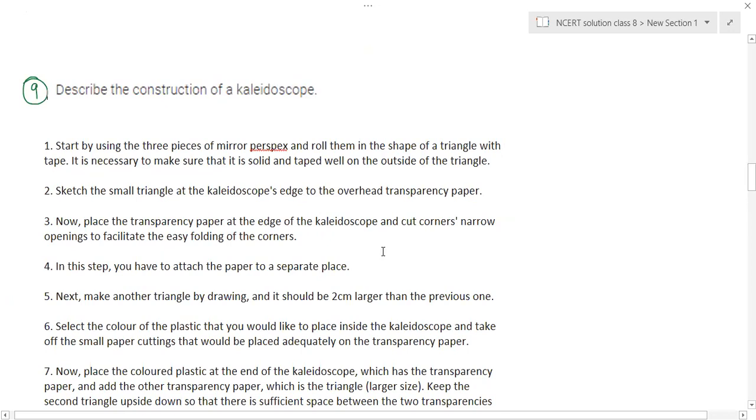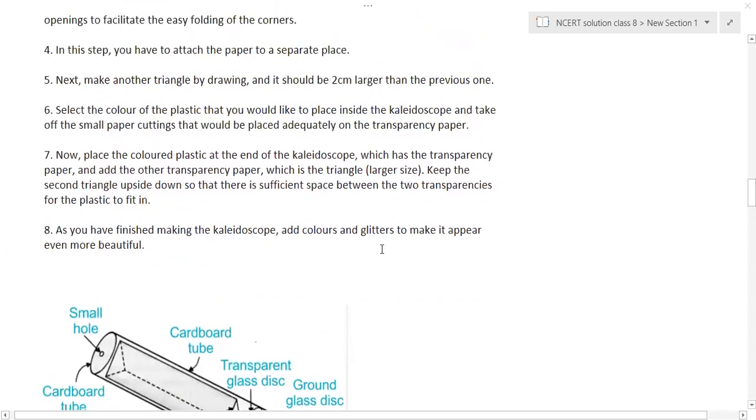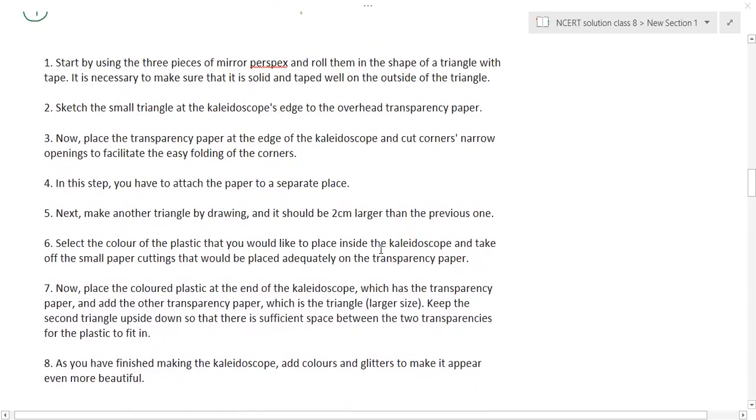Describe the construction of a kaleidoscope. This is how it will look. Many of you must have made it during your summer holidays or such free time. It starts by using three pieces of mirror perspex, which are rectangular pieces of mirror. Arrange them in the shape of a triangle like this. It's an equilateral triangle that will be formed, and you will tape it carefully so that none of it is loose. This is the form you need to give.